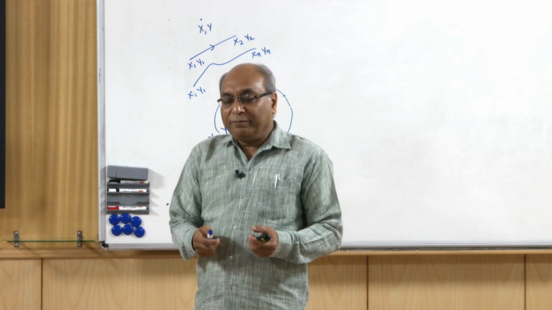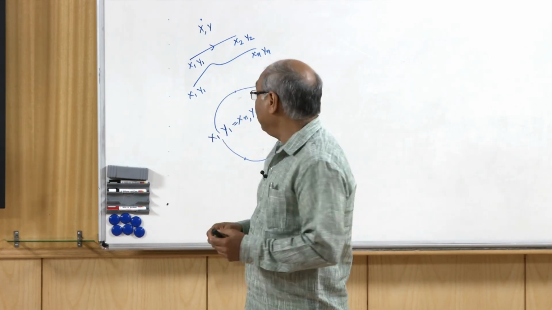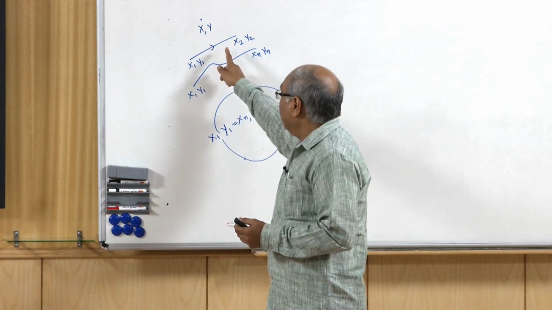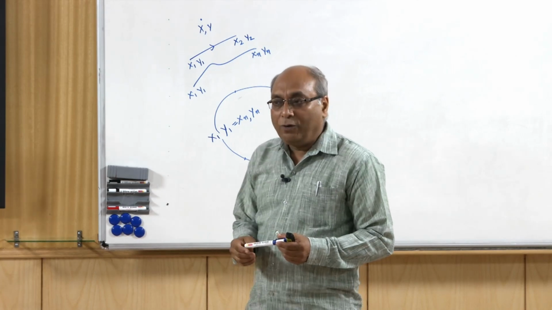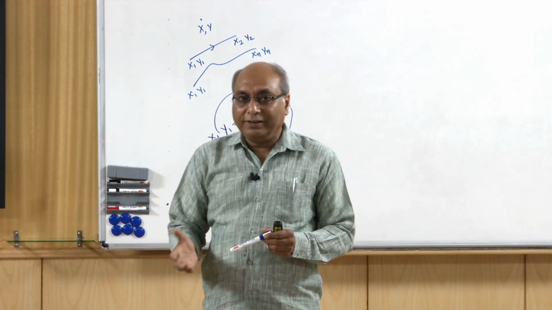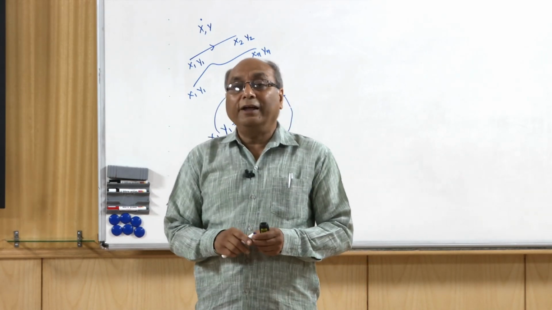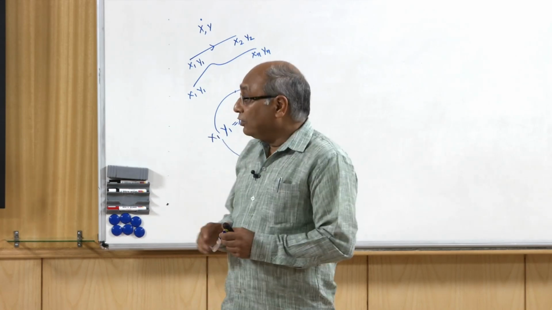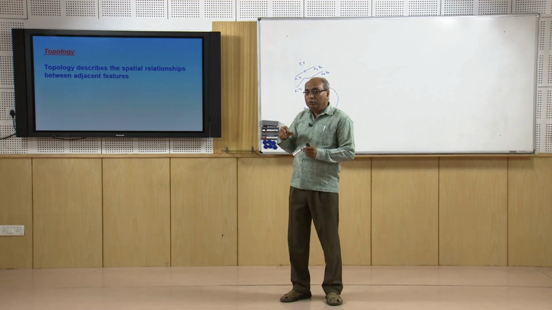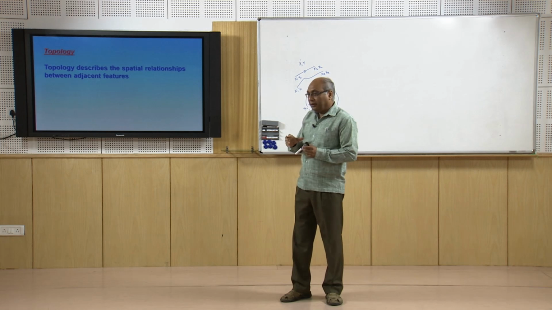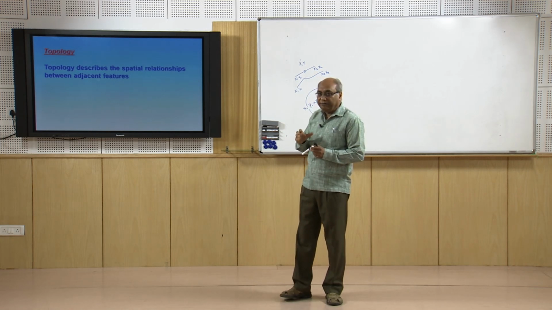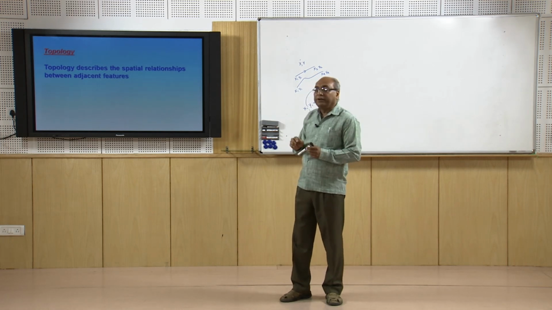So how you determine these directions, just because we put ourselves in the direction of flow, and whatever on the right side we say is right bank, and whatever on the left we say left bank. So similarly, in order to know the spatial relationships between adjacent or neighboring features, topology is required.